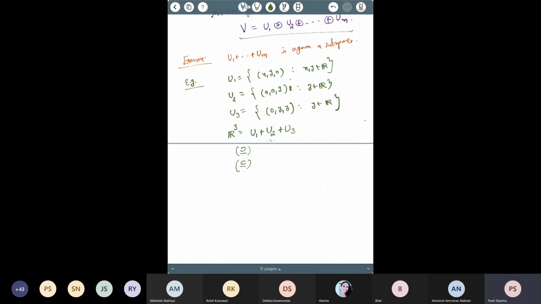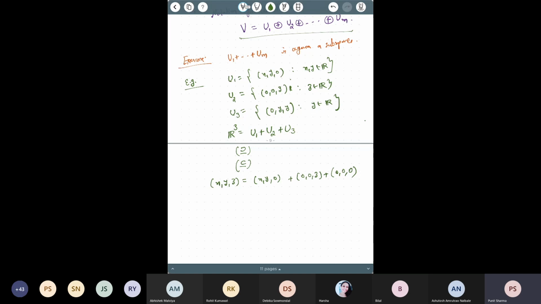So how would you do that? If you take any element in R3, it would be of the form x y z. Now this element x y z, you have to write as an element of this sum u1 plus u2 plus u3. That means you have to write this as a sum of vectors in u1, u2 and u3. So how would you write this? You can write it as x y 0 plus 0 0 z plus 0 0 0.